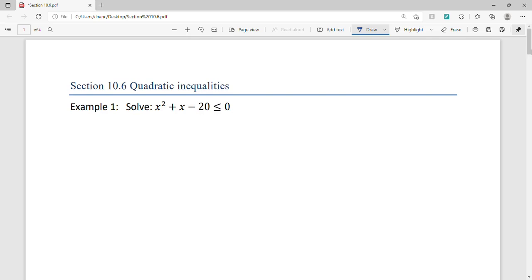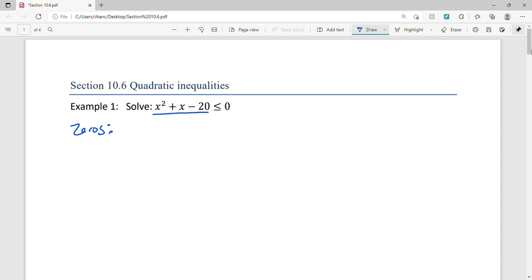Today, let's look at quadratic inequalities. Example 1: solve x squared plus x minus 20 is less than or equal to 0. The first step is to find the zeros of this quadratic.